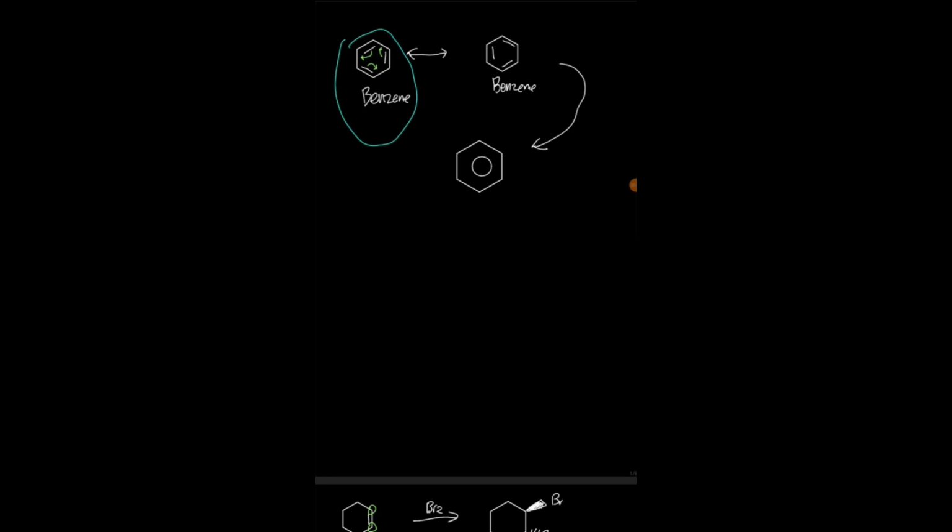Benzene can also be represented by shifting the double bonds, as you can see over here. And it's also represented by a ring with a circle in the middle. So throughout the rest of your organic chemistry, it's beneficial to note that all these 3 structures are the same thing. They're called benzene.